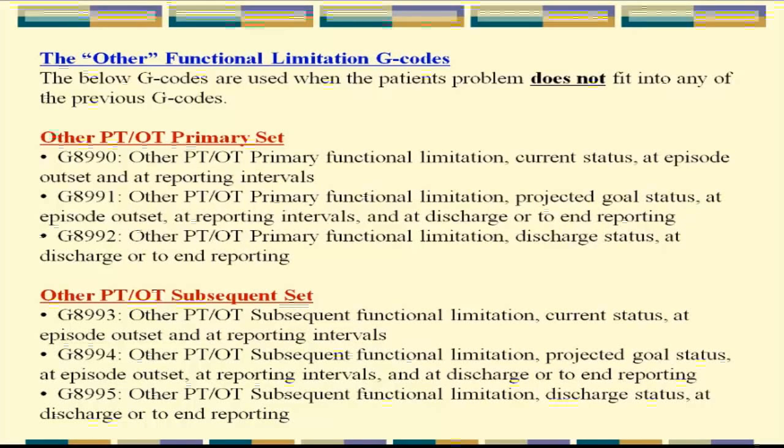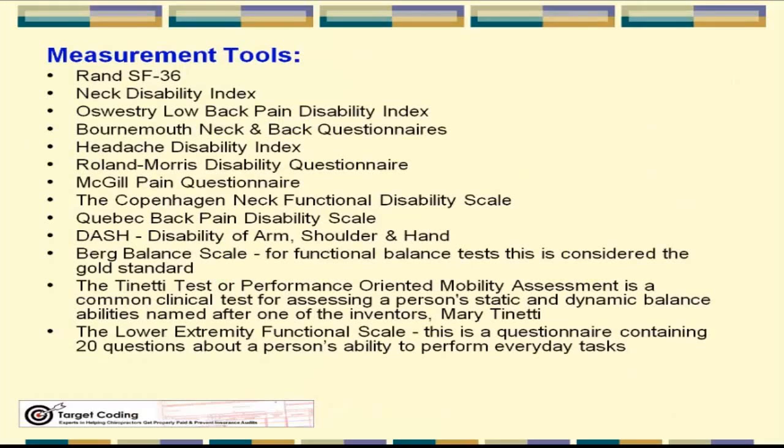Again, if the patient's functional limitation did not fit into any of the things that we went through in those four major categories. Now, the tools you're going to use, these are the best tools. For the neck, the gold standard, in my opinion, is the Neck Disability Index. Lower back, Oswestry and Roland Morris. The upper extremity, I like the DASH form, which is the Disabilities of the Arm, Shoulder, and Hand. And then the LEFS, the Lower Extremity Functional Scale. This is a questionnaire containing 20 questions about the patient's ability to perform everyday tasks. Very important if you're going to be using tools.